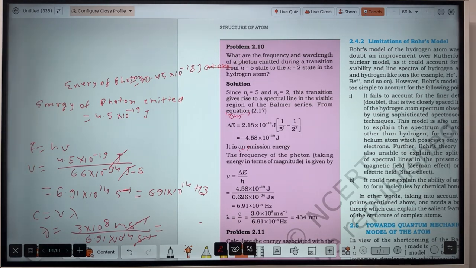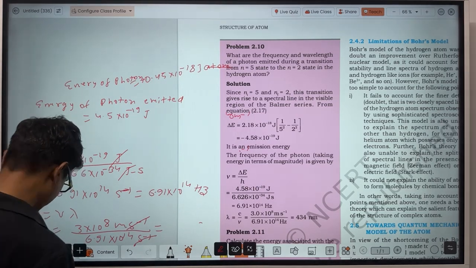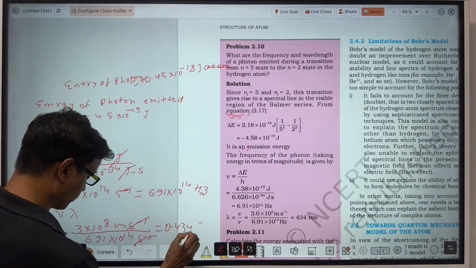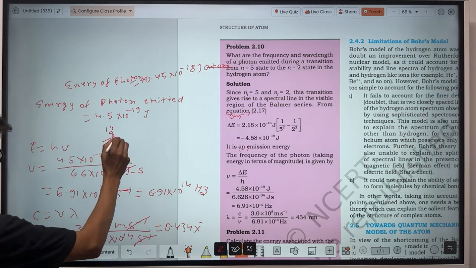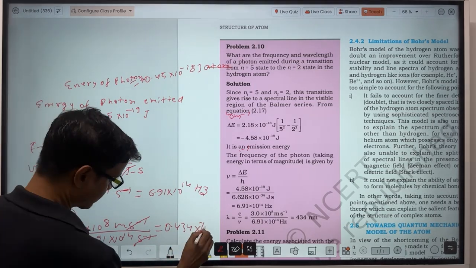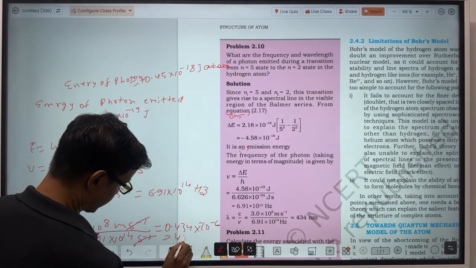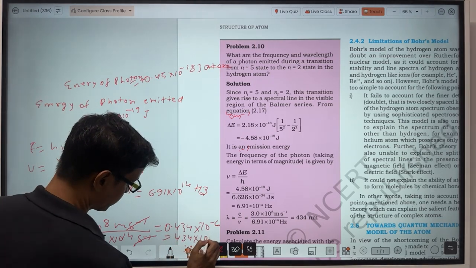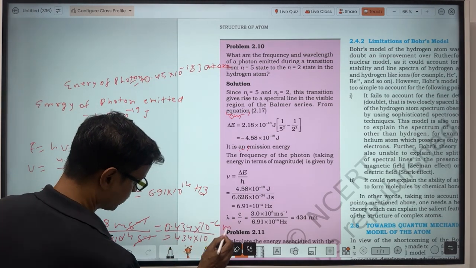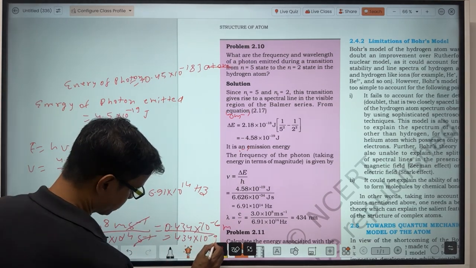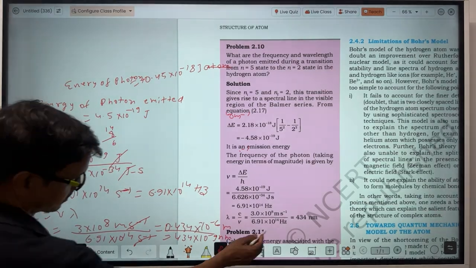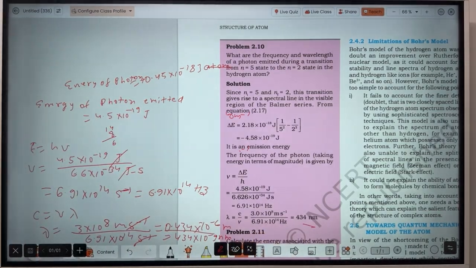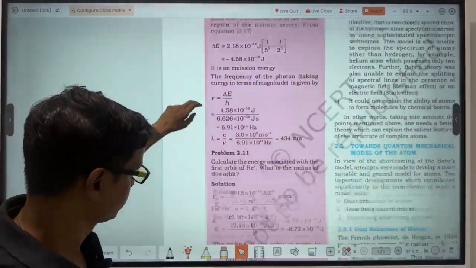That comes to 0.434 into 10 power 14 minus 8, that is 6, so 10 power minus 6. That can be written as 434 into 10 power minus 9, that is 434 nanometer. The answer is that. So that is the procedure to solve the question.